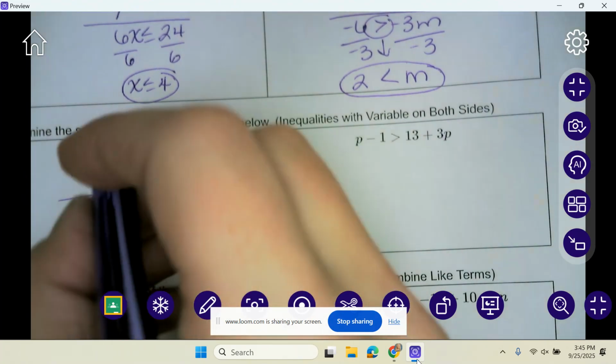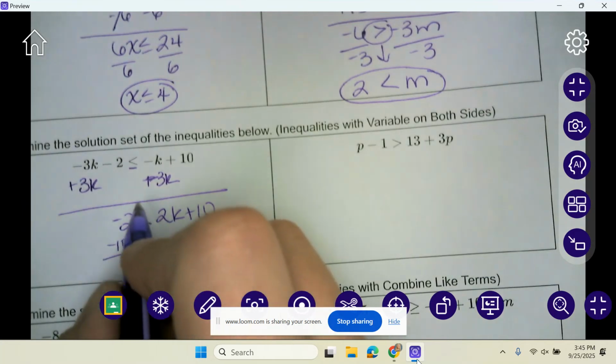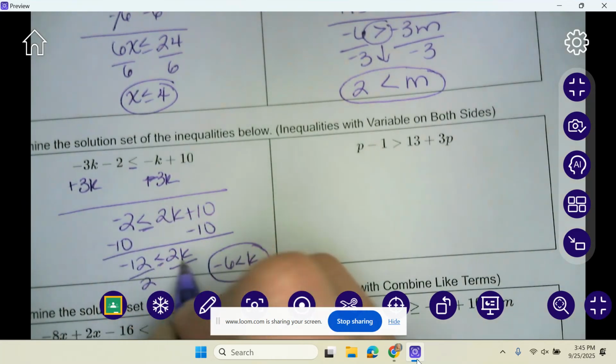Oh, you know what? There's a line right here. I'm not sure why they didn't pop out on my version, but there should be a line down here.